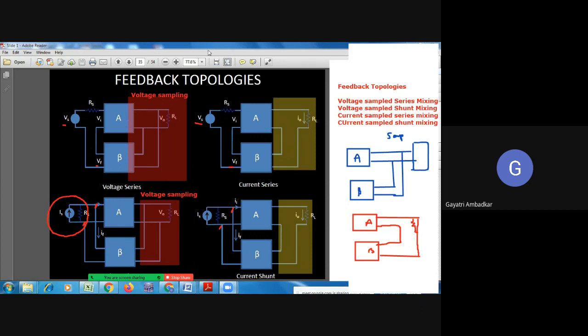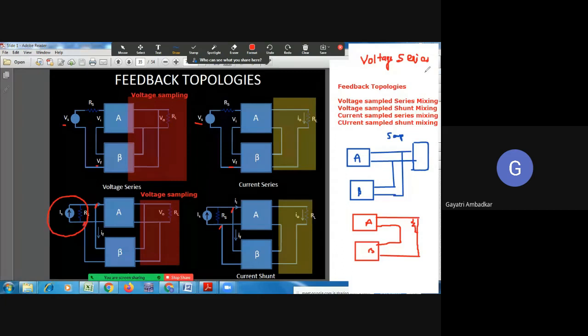In short, how we will label this feedback topology, the same you can call as amplifier's name. So voltage series. The first letter indicates what is sampled, and the second indicates how it is mixed. So I can write voltage series feedback amplifier. Similarly, voltage shunt feedback amplifier, current series and current shunt. The first word indicates how it is sampled, the second word indicates how it is mixed. So there are 4 types of feedback topologies.